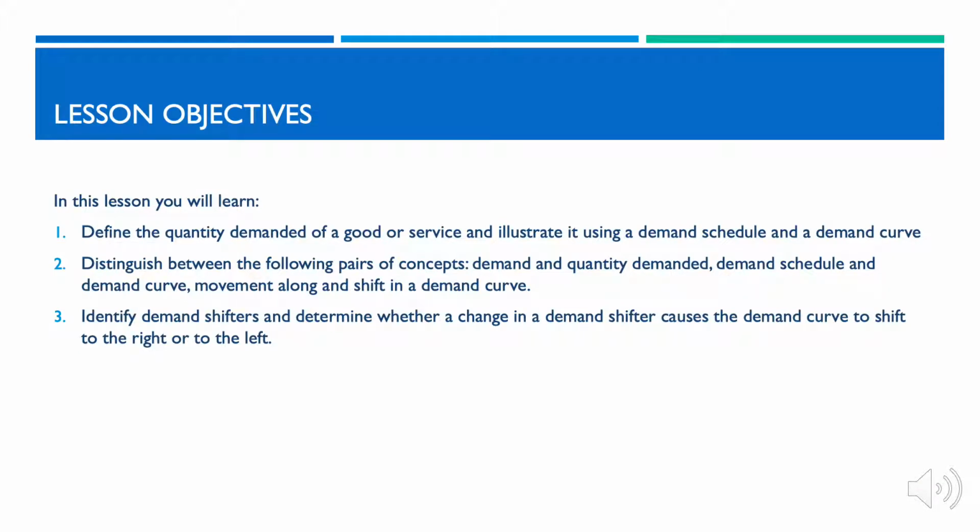In this lesson, you will learn how to define the quantity demanded of a good or service and illustrate it using a demand schedule and a demand curve. Distinguish between the following pairs of concepts: demand and quantity demanded, demand schedule and demand curve, movement along and shift in a demand curve. And lastly, identify demand shifters and determine whether a change in a demand shifter causes the demand curve to shift to the right or to the left.